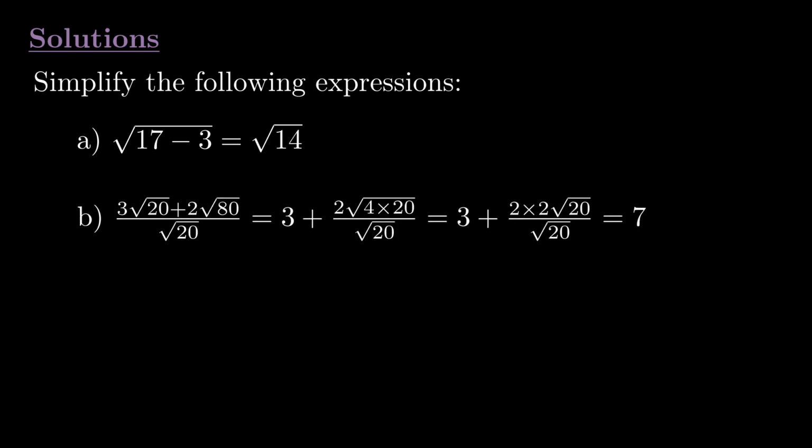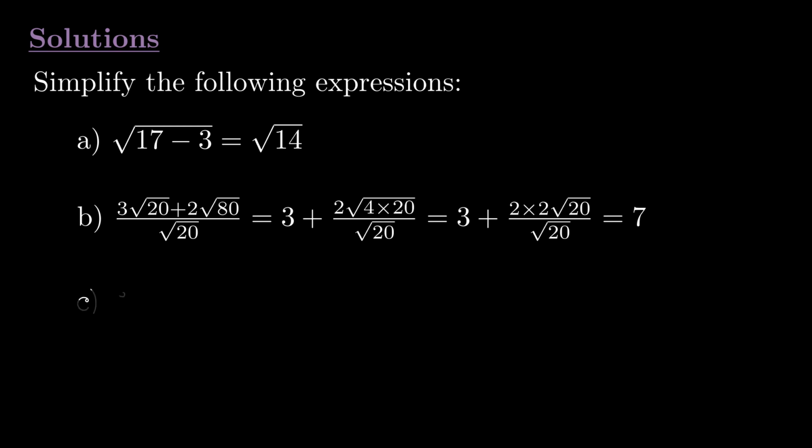So let's simplify these expressions. So for the first one, it's just 17 minus 3. Pretty easy. It gives 14, so square root of 14. The second one is a little bit more complex. So you split the fraction. The square root of 25 can be simplified in the first one. So you just obtain 3 for the first part. For the second one, you just factorize 80, which is 4 times 20. And then you can cast out the 4 from the square root, which gives 2. So you have 2 times 2 times square root of 20. Then you can simplify the square root of 20 in the numerator and denominator. 3 plus 4 is equal to 7.